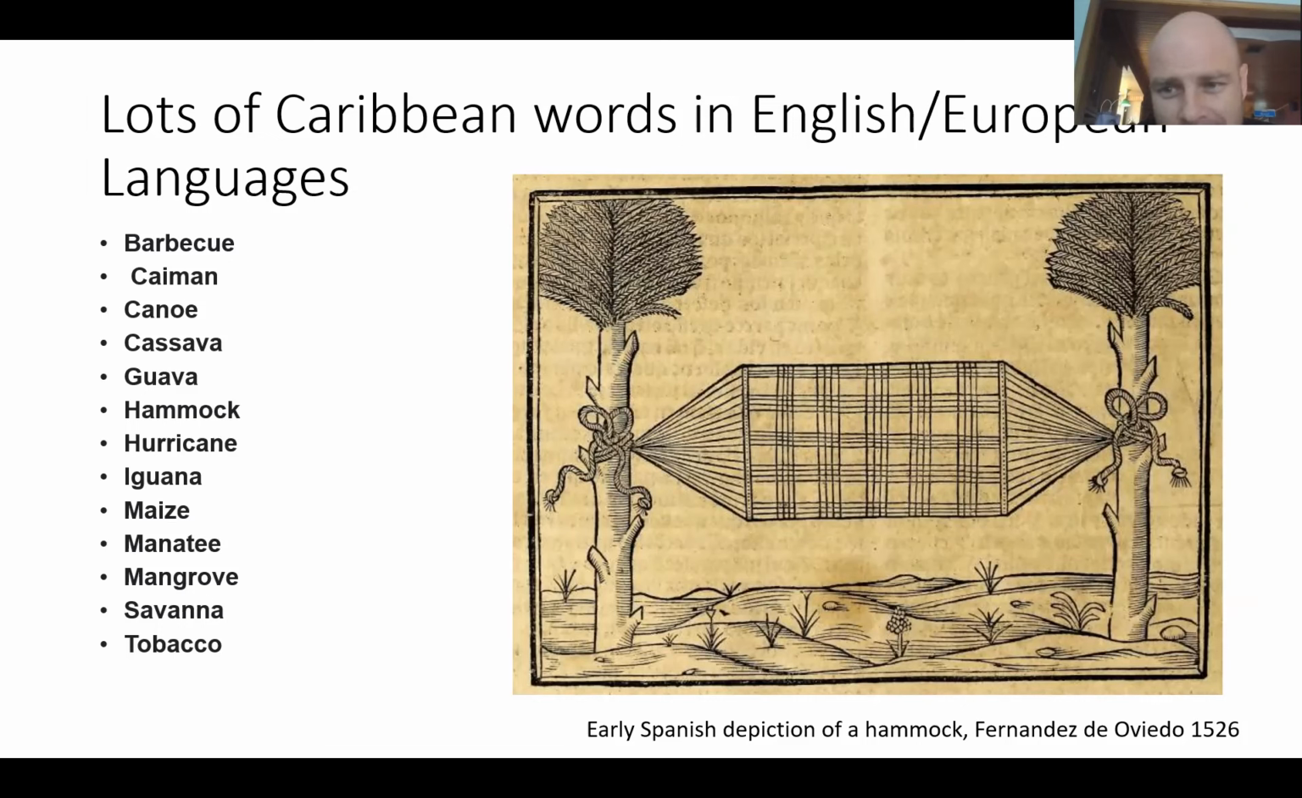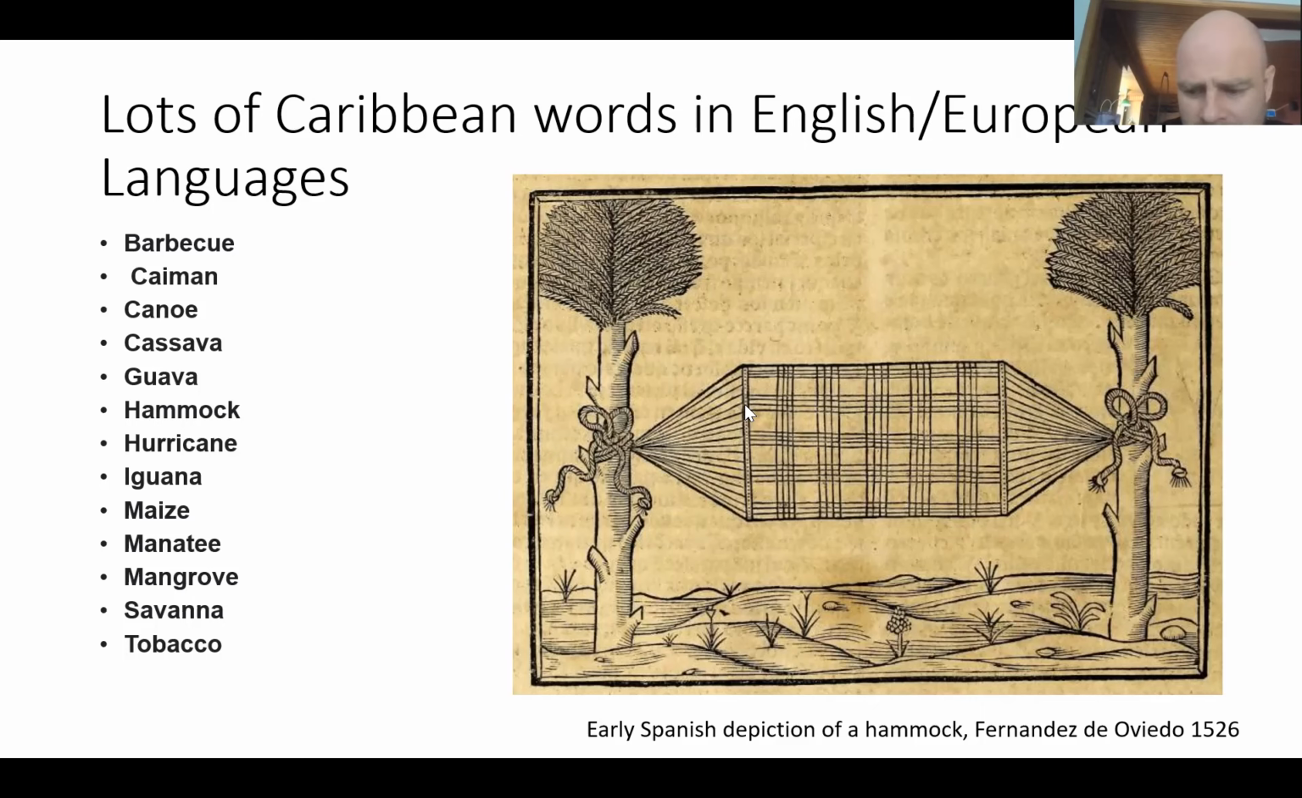And just to drive the point home, I love this image. It's from an early Spanish chronicler, and he's showing the first hammocks that they encountered. So Europeans didn't know about hammocks before they went to the Caribbean and saw indigenous people using hammocks, and they started to use them themselves.